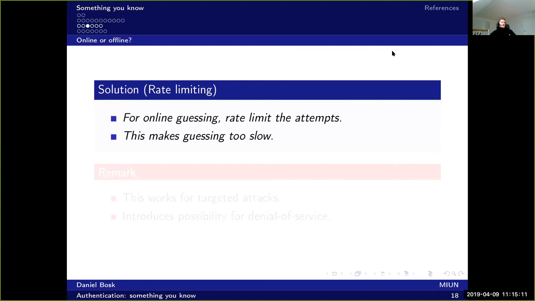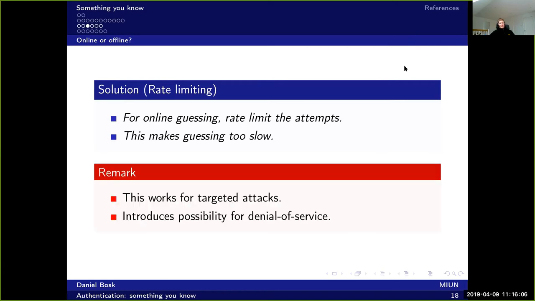Now, one idea for the online case is to do rate limiting, which simply means that since you have to interact with the system, so Google was the one in our example, then Google can simply see that, okay, now we're getting a login attempt for this account. Now we get another login attempt for this account. So let's slow this down so that we only allow one attempt per second instead of 1,000 attempts per second. Now this would slow guessing down by a factor of 1,000, which is a considerable amount. So this can be really helpful.